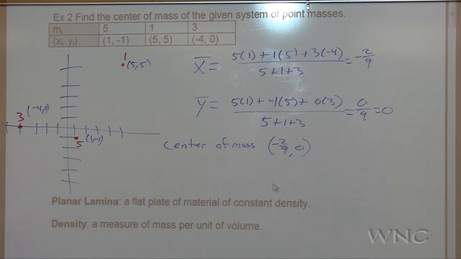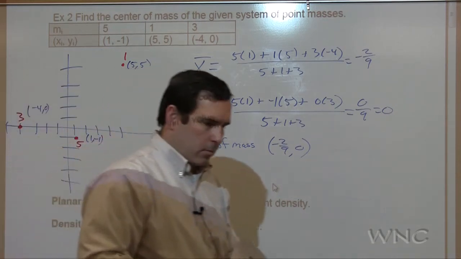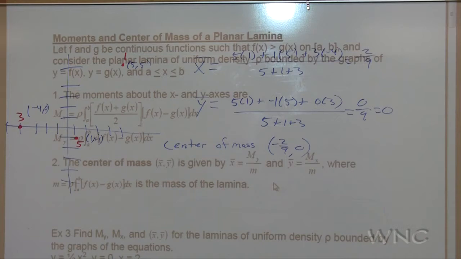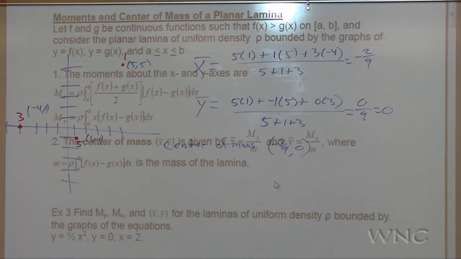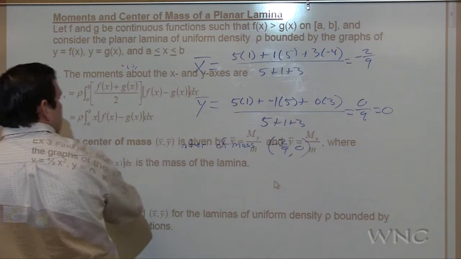Planar lamina is a flat plate of material of constant density. That's important to assume that much, because if it's variable density, we're going to need more tools. It'll be more of a three-dimensional system. Density is a measure of the mass per unit of volume. Moments and center of mass of a planar lamina, like a plate. It doesn't have to be a round plate, it could be a rectangular plate.